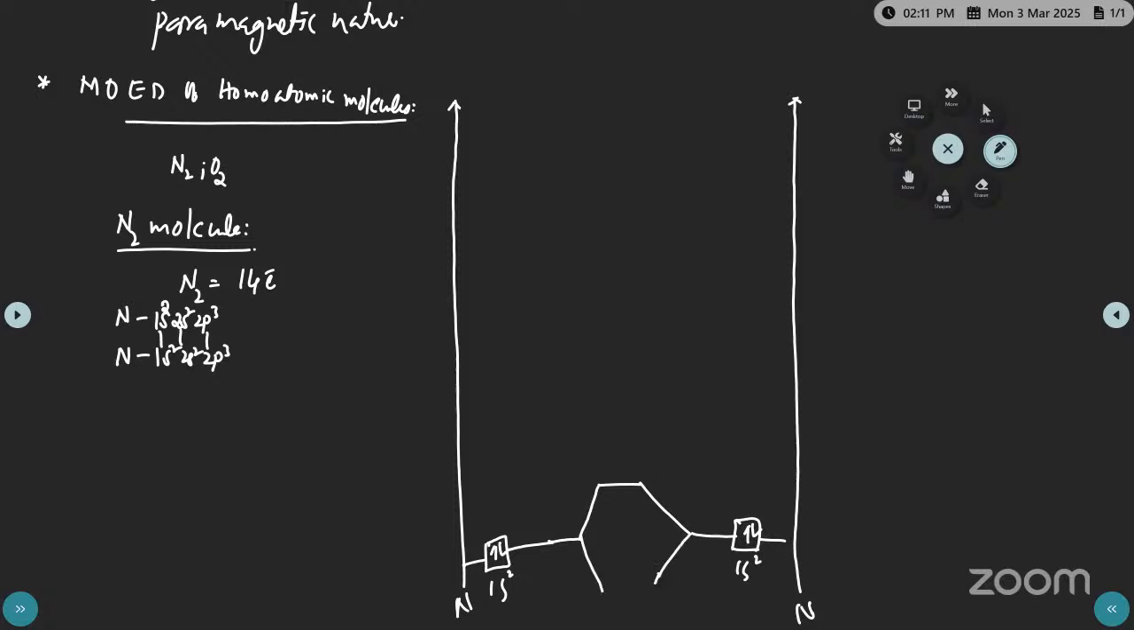Lower energetic molecular orbital and higher energetic molecular orbital. So by linear combination of atomic orbitals, here the sigma bond is formed. Okay, sigma 1s, and here sigma 1s, sigma 1s and sigma star.